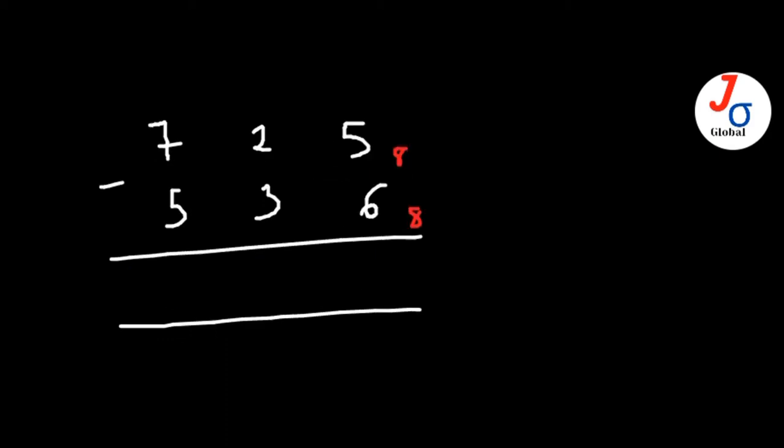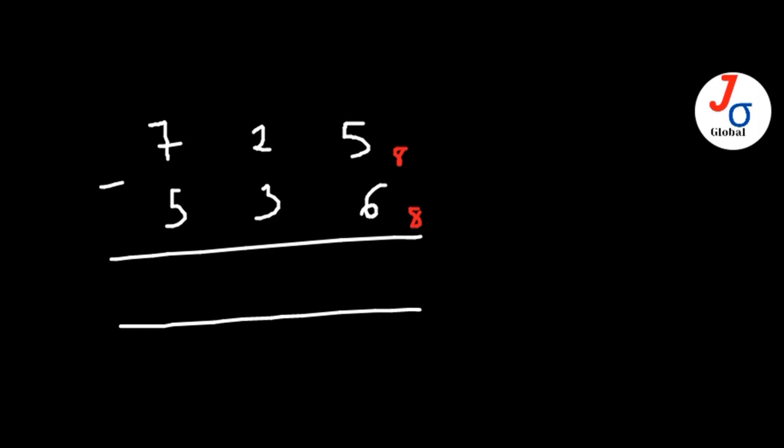So looking at this example, we have 725 base 8 minus 536 base 8. So how do we subtract these values? This is not going to be as easy as the first one we did earlier. These are the points that you have to listen to very carefully, because this is where things get very complicated.